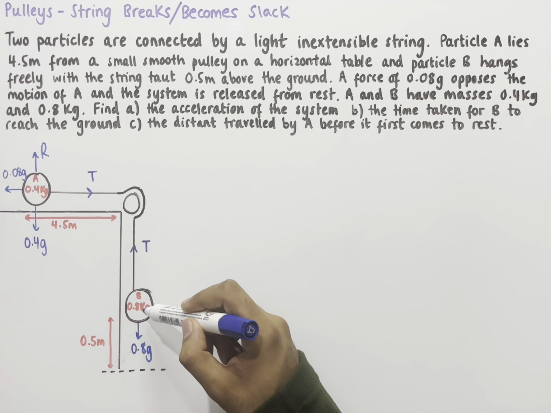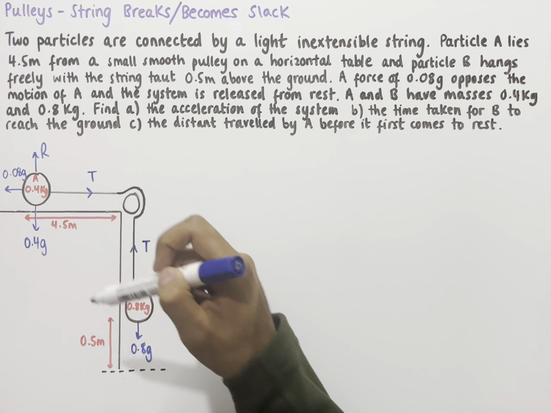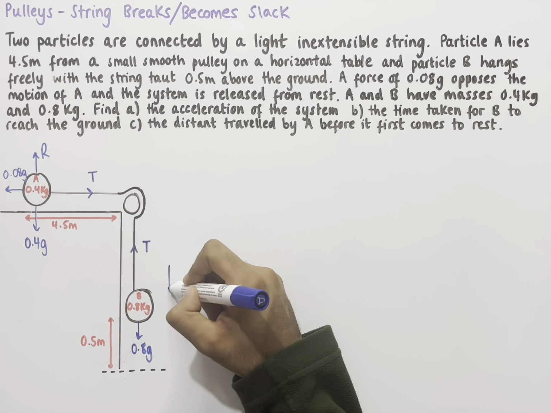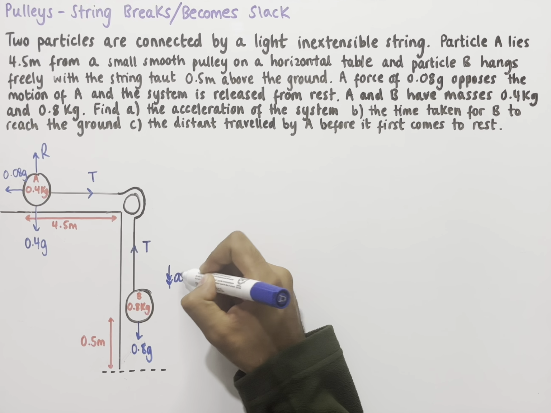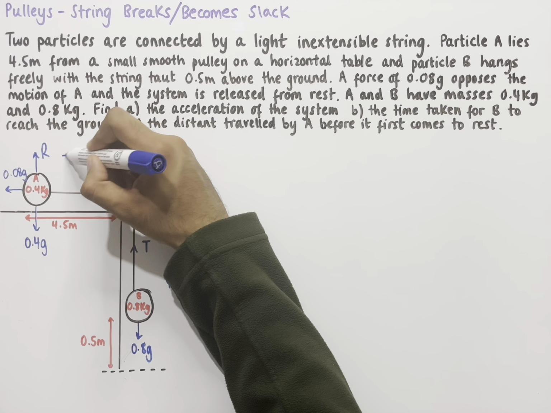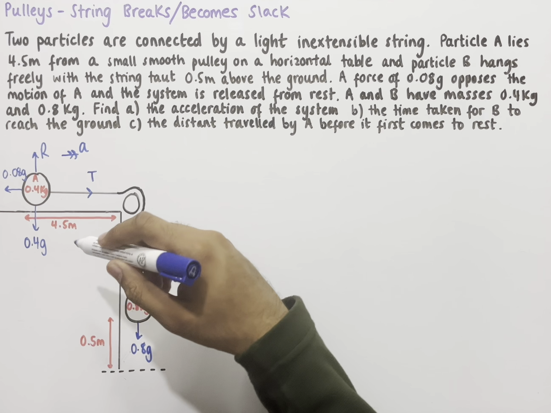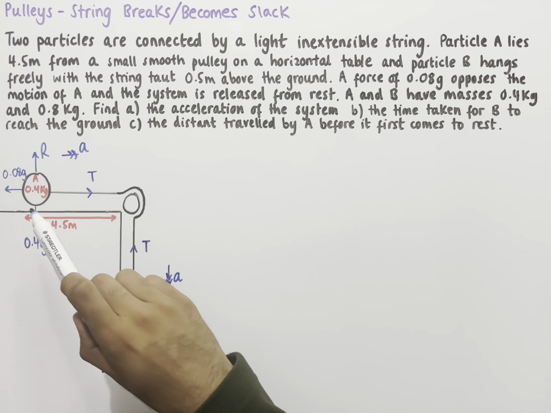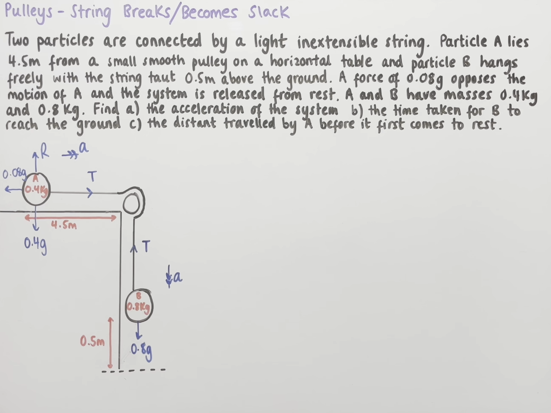Because particle B has a mass which is greater than particle A, then we can assume that when the system is released from rest, B accelerates downwards and A accelerates towards the pulley. Since both of these particles are connected by a light inextensible string, then one of the modeling assumptions is that the acceleration is the same throughout the system.